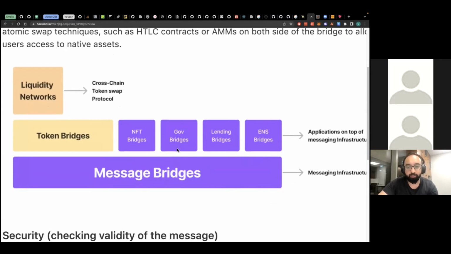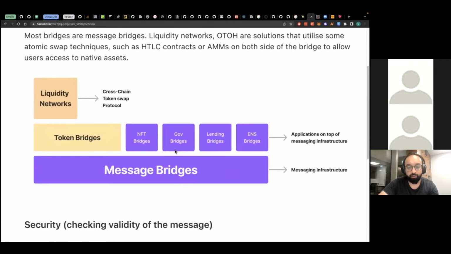The base model is every bridge. There are message bridges. So message bridges are essentially things that allow you to send data from one chain to the next, right? And that's it. They don't make any comments about what data this is. The only thing that they do is take an arbitrary amount of bytes from one chain and send those arbitrary amount of bytes to the other chain, right?